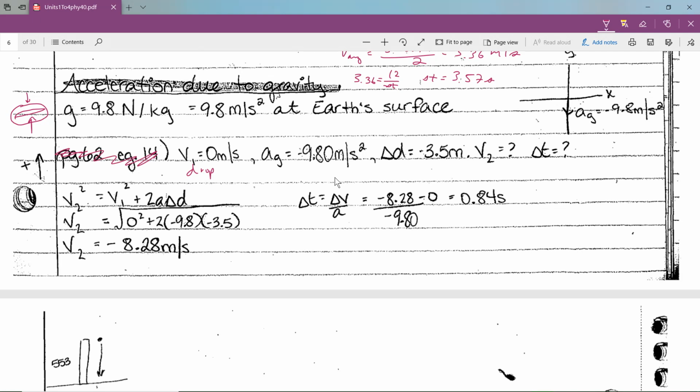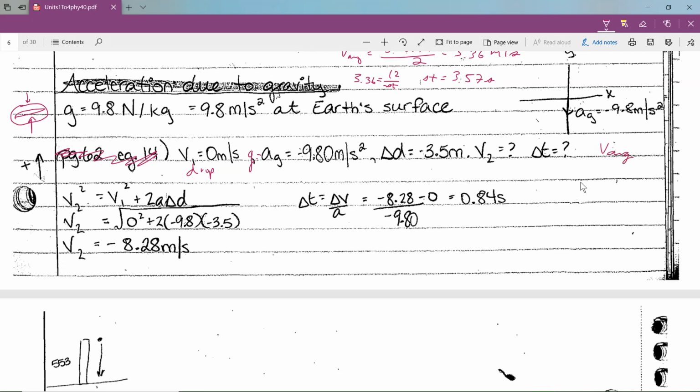Acceleration due to gravity, sometimes just called g, you want to call it ag, go ahead, minus 9.8 meters per second squared. So I'm going to assume going down is negative. Delta D is minus 3.5, so it fell 3.5 meters. I think this question is actually an apple falling from a tree, sort of that Isaac Newton thing. So the apple falls 3.5 meters, doesn't fall far from the tree. We'll get V2, delta T, and let's also get V average.